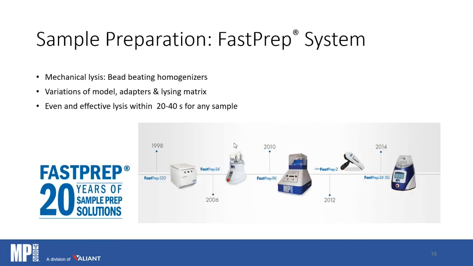Let's begin with the upstream, whereby sample preparation is carried out. As mentioned, mechanical lysis is the most appropriate and widely accepted method for environmental sample lysis, which can be achieved by homogenizer. In MPBio, we offer different models of homogenizer, each supported by a range of adapters, and we also have different lysing matrices to target specific samples. They are all under the FastPrep system.